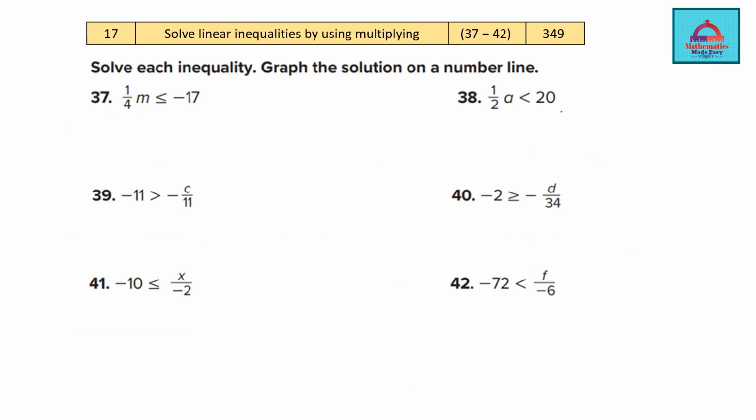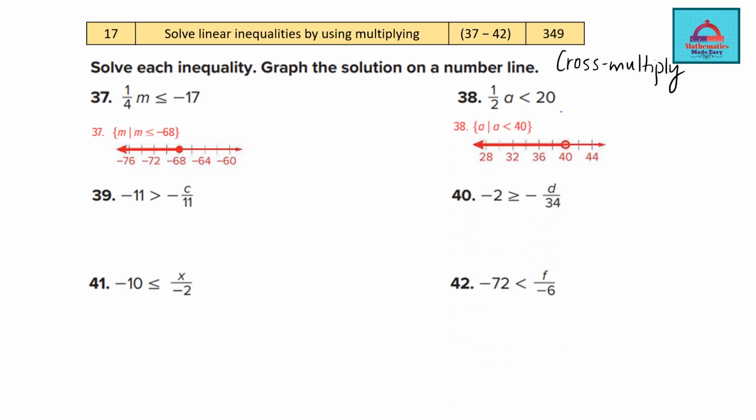Next is solve each inequality. Graph the solution on the number line. Very easy question. The method that you have to use here is called cross multiplication, which you are very well aware of. So just cross multiply 4 with -17. You will get -68. So m less than or equal to -68. So when it is equal to, there is a closed dot at that point -68, and it is m less, so it will go on the left side.